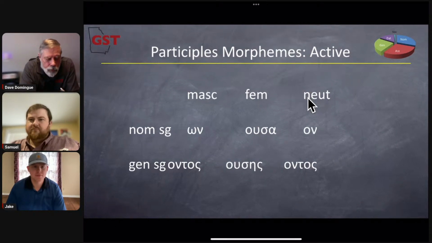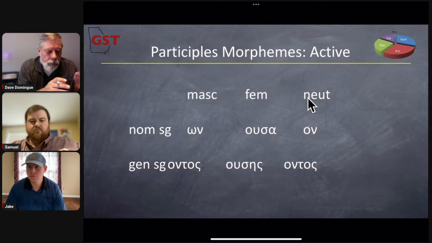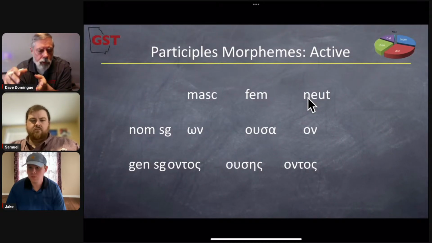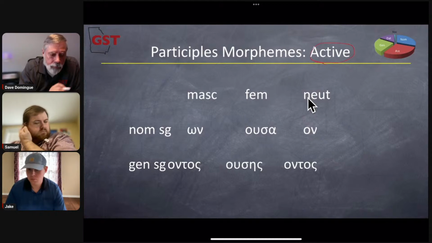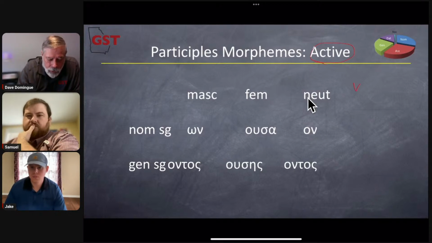Participle morphemes. We said that the verbal elements need to mesh together with the adjectival elements. The verbal elements are tense and voice. The adjectival elements are case, number, and gender. And we need something in between. And Jake correctly said it's the morphemes that bridge that gap. And so active morphemes, active voice, I'm emphasizing this, has a nu tau.